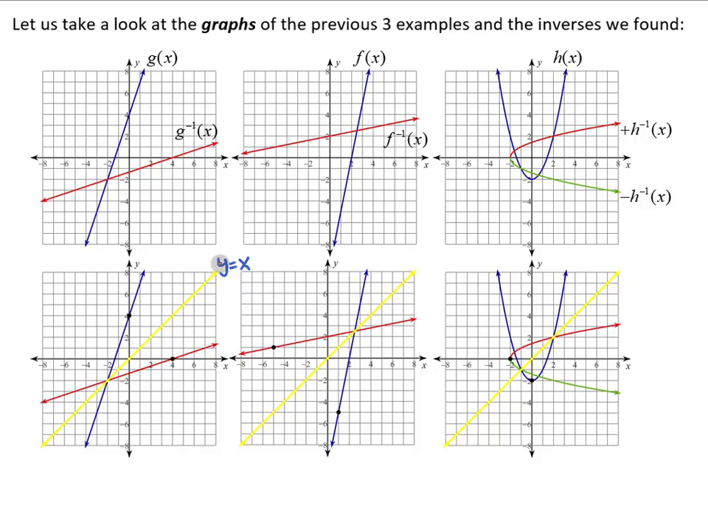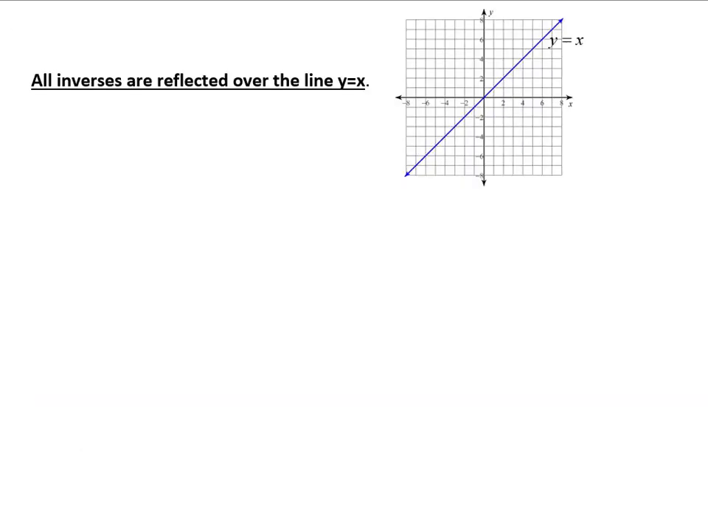Which kind of makes sense, I guess, because we're switching x and y, so the line where x and y are exactly equal ends up being kind of a mirror or focal point for a mirror. Okay, so all inverses are reflected over this line y equals x. Make sure you have that in your notes, that's important. We'll definitely see some questions that go along with that.